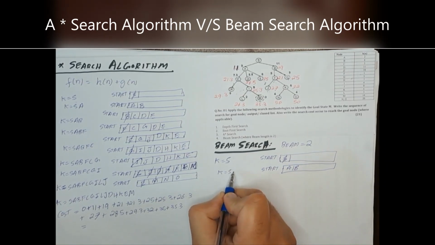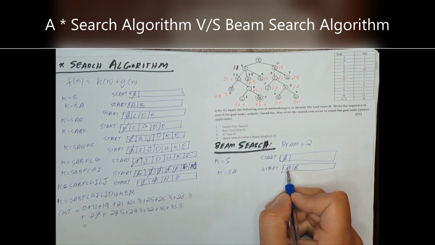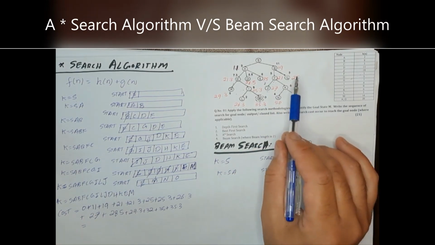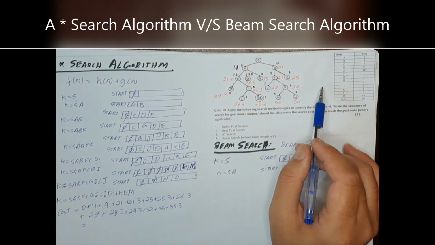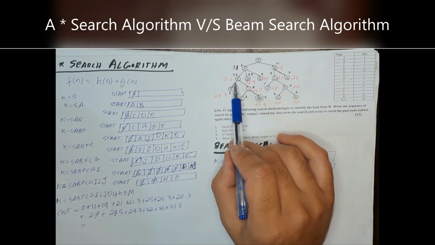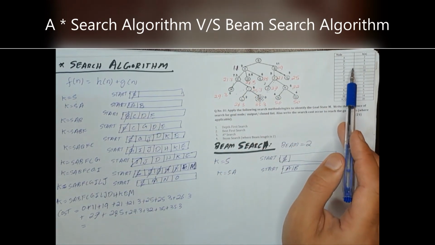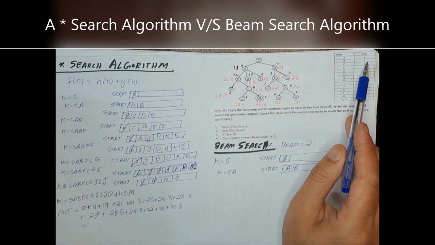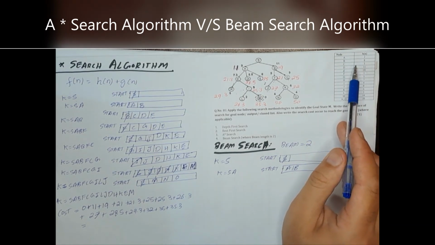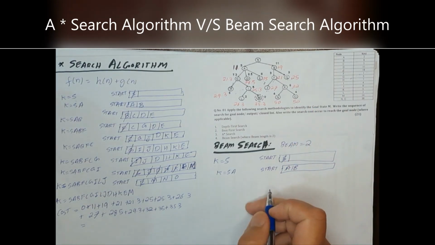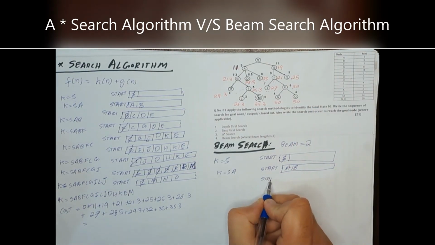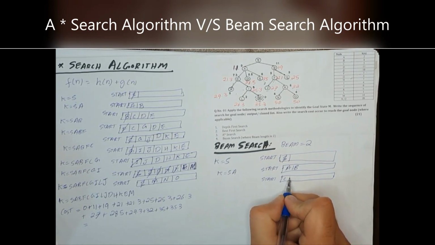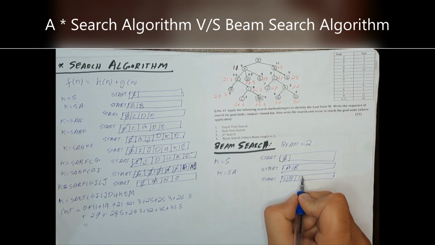Now during the second iteration, A will be removed and given to variable K. Now we see, does A have successors? If it has, we will see their values. Yes, A has successors C, D and E. Their values we can see from here: C is 5, D is 11, E is 18, and B, as it was here, is 8. So it means C, B, D, E. So our new start list will be C, B, D and E.